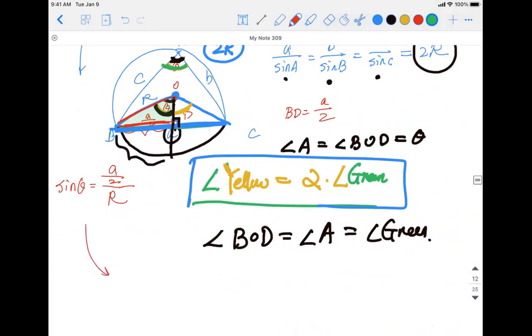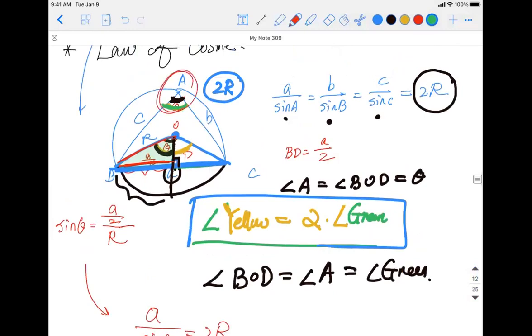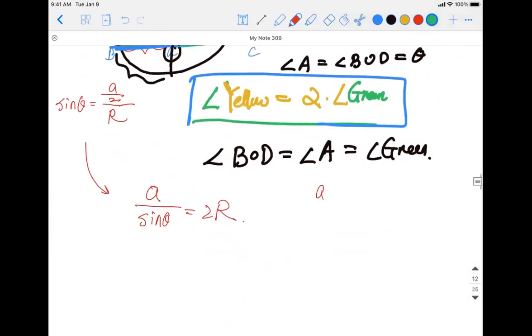So therefore, A over sine theta will be equal to 2R. Is that right? A over sine theta will be equal to 2R. What is sine theta? Sine theta is sine A, right? So therefore, A over sine A equals 2R. Okay?